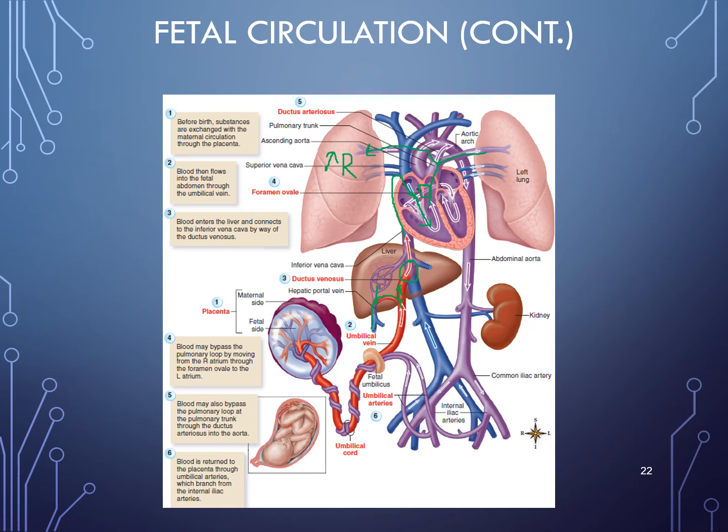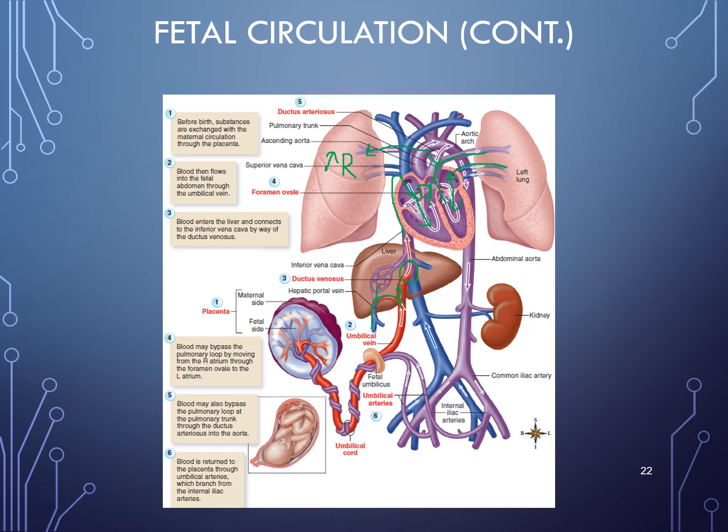And from the left atrium, blood is going to flow down into the ventricle. Now, there's very little blood going to the lungs, so very little blood is going to be coming back this way into the atrium. Most of it's going to be shunted over from the right atrium into the left atrium and down into the ventricle. And then it's going to get squeezed into the aorta, right?